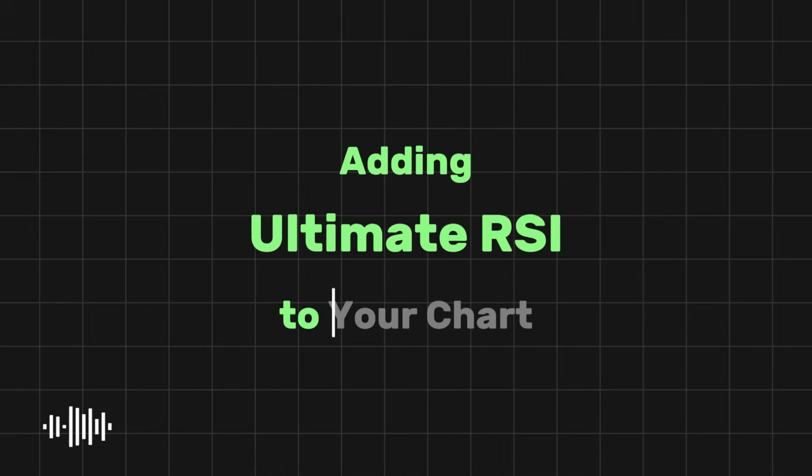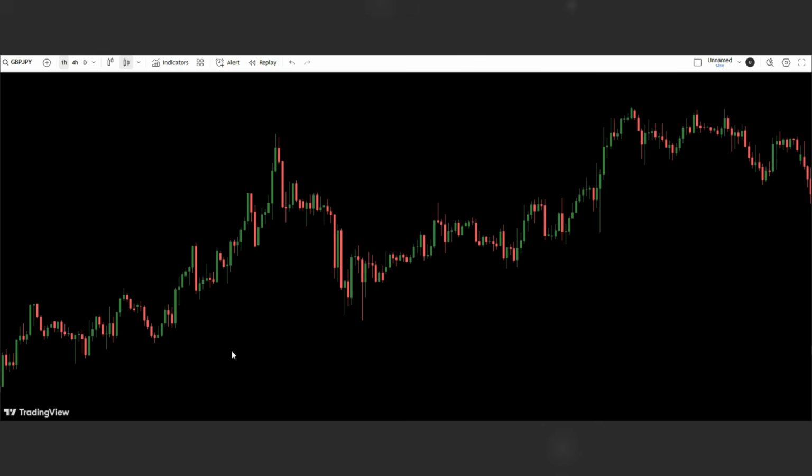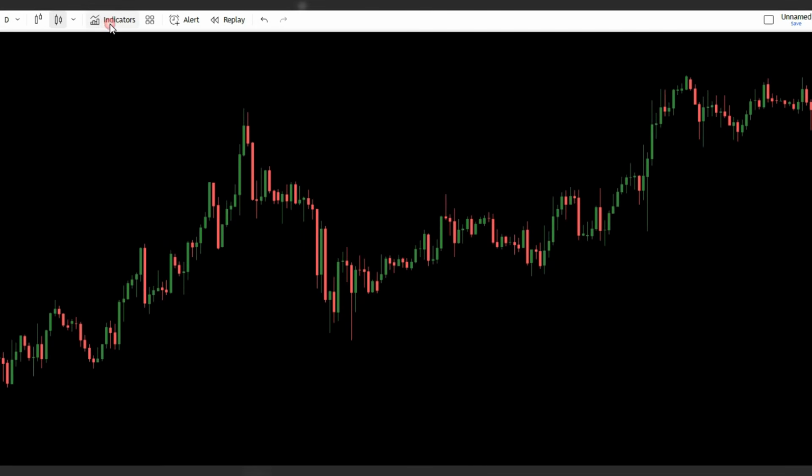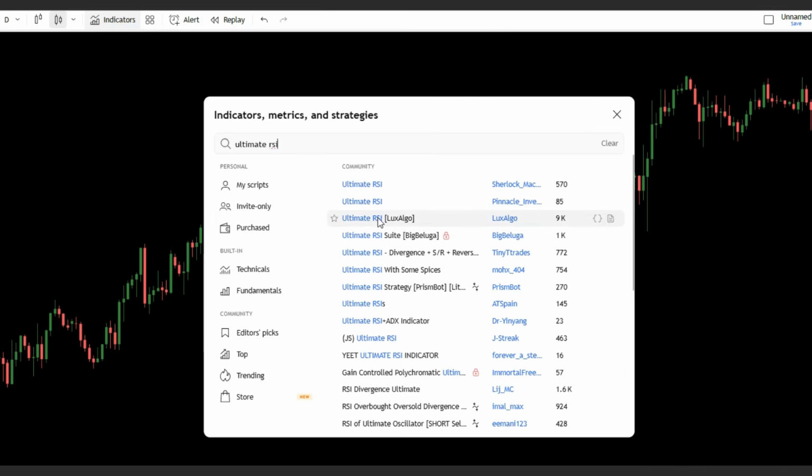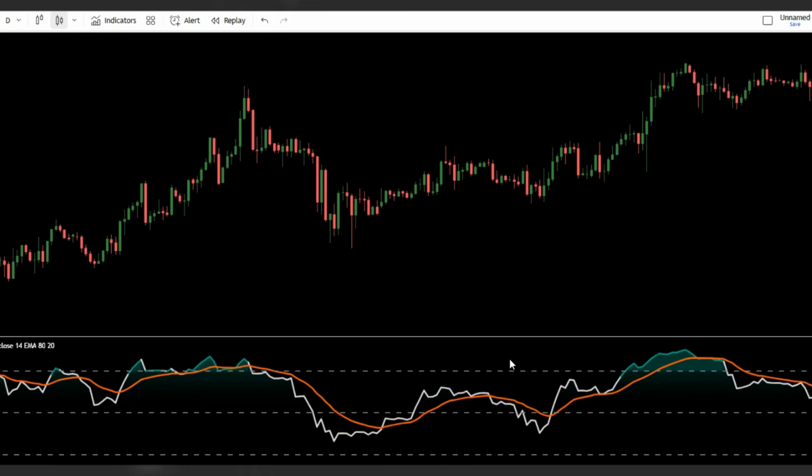Adding Ultimate RSI to your chart. First, let's see how to add the Ultimate RSI to your chart. Open your TradingView chart and click on Indicators at the top. In the search box, type Ultimate RSI. Make sure you select the one created by Lux Algo, which is free to use. Click on it and now it appears on your chart.